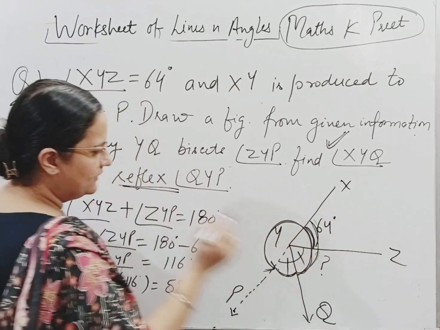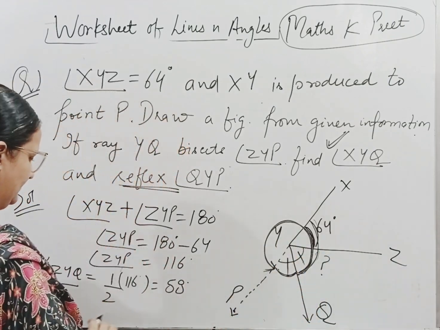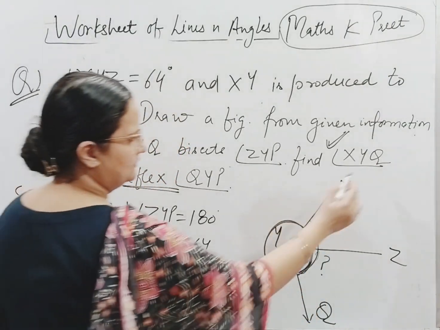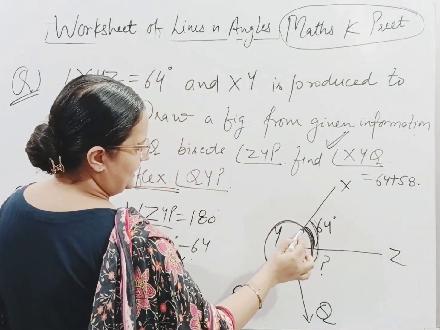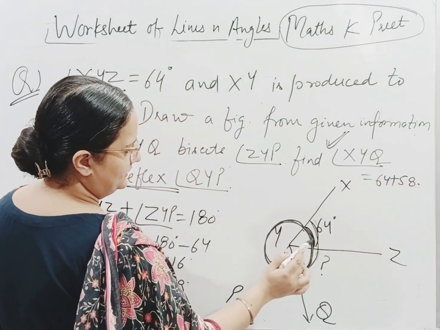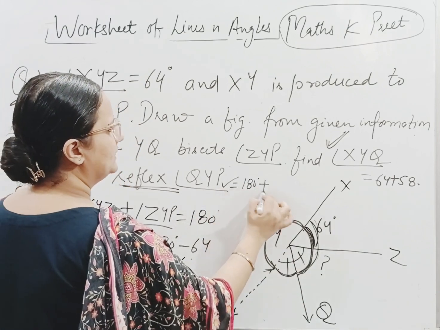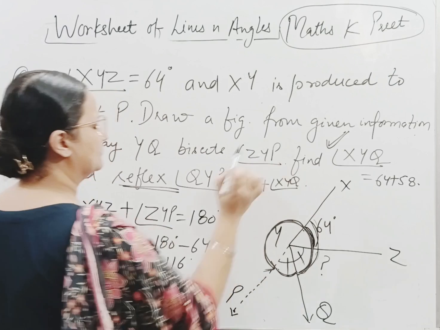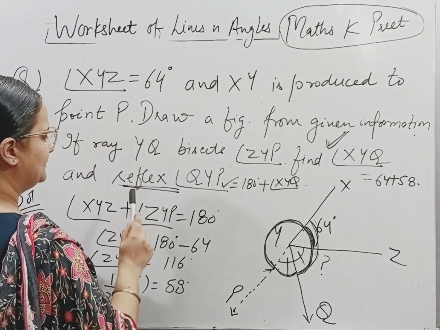So already we have this measurement, that is XYQ. We have 64 plus 58. So XYQ is what? 64 plus 58. We will just add 180 to it to get the reflex of QYP. So this will be equal to 180 degrees plus angle XYQ. So this is the way we will get the answer for these two measurements.